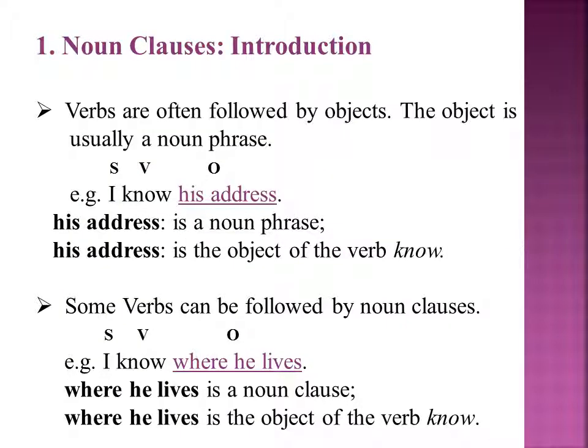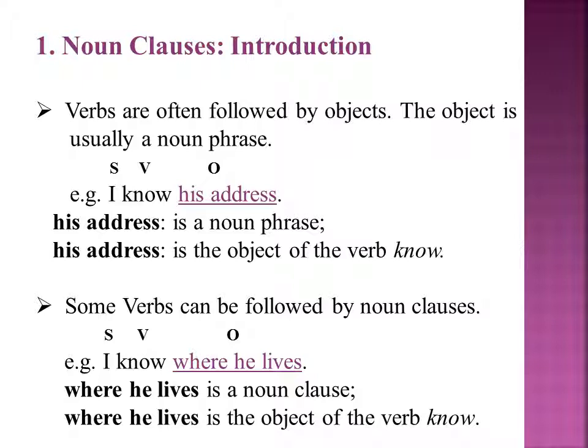Subtitle 1. Noun clauses introduction. Verbs are often followed by objects. The object is usually a noun phrase. And remember guys, a phrase is a group of related words and it does not contain a subject and a verb. Like in the example, I know his address. His address is a noun phrase and it is the object of the verb know.